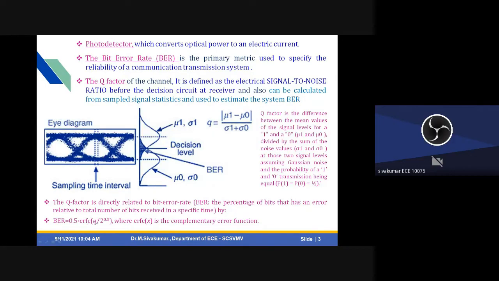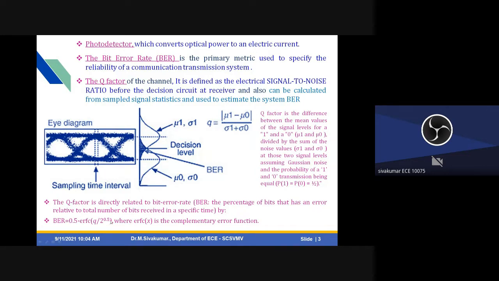The bit error rate is the percentage of bits that have an error relative to the total number of bits received in a specific time. What is the formula to find the BER? BER equals 0.5 multiplied by ERFC, where ERFC is the complementary error function, of Q divided by 2 to the power 0.5, otherwise written as Q by root 2.